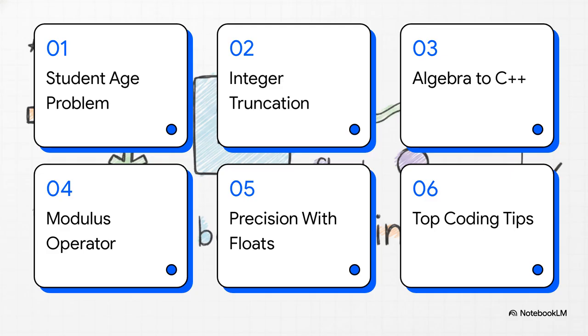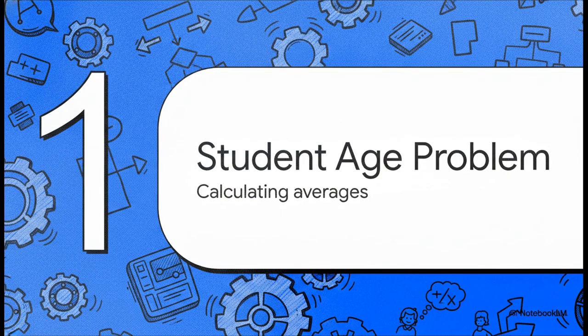We'll hit the student age problem, the integer truncation gotcha, translating algebra to C++, the modulus operator, precision with floats, and wrap up with some top tips. Let's go! Starting right off with Part 1, the student age problem. Calculating averages to learn the basics.